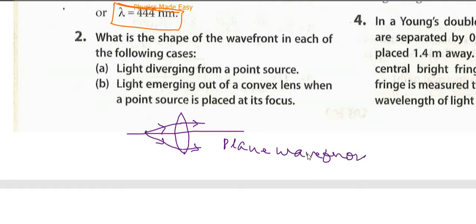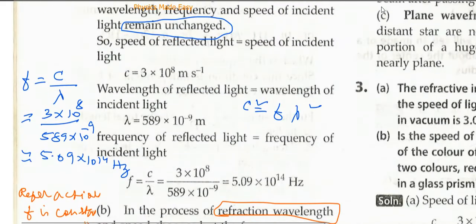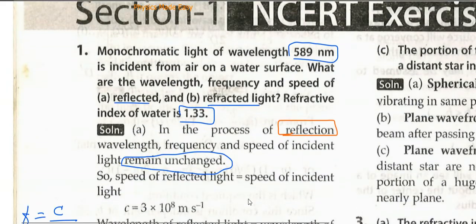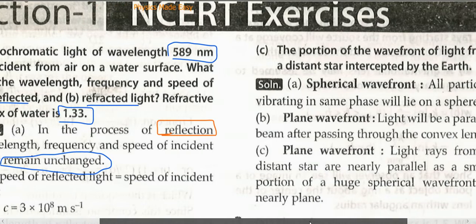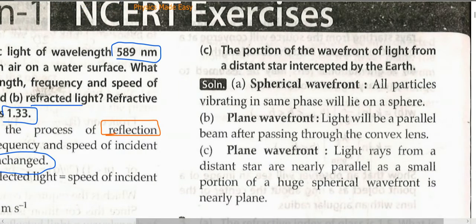So basically it's a question directly from theory. Light emerging out of a convex lens when a point source is placed at focus: this is a convex lens and the rays will become parallel, and the wavefront corresponding to parallel rays is a plane wavefront. And the first question was light diverging from a point source. When light diverges from a point source, then we get spherical wavefronts. It's quite easy.